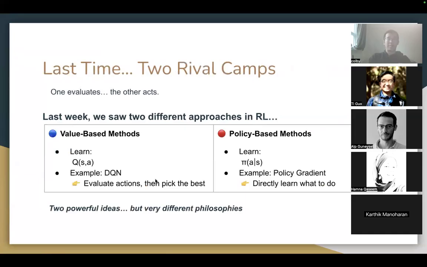So last time we had two rival camps of RL. The first camp claims that we use value-based methods, and the goal is to learn a value function, which may be a Q or a V. The classic example is deep Q-learning, where we evaluate actions, then pick the best action. The second camp claims to learn a policy network: given a state, we output the possible actions. The early example is the policy gradient.